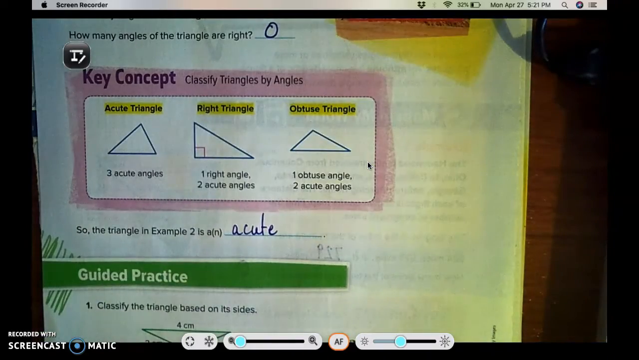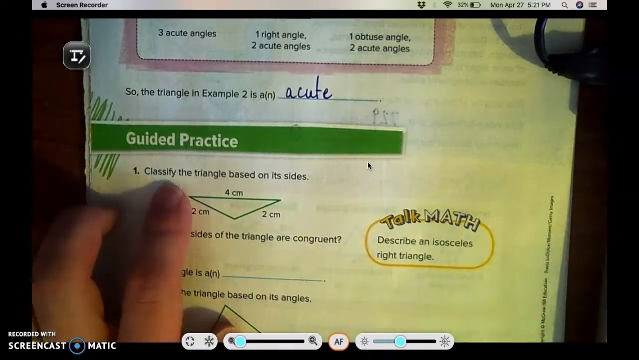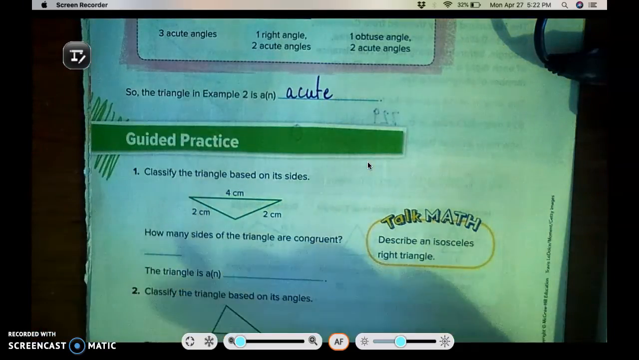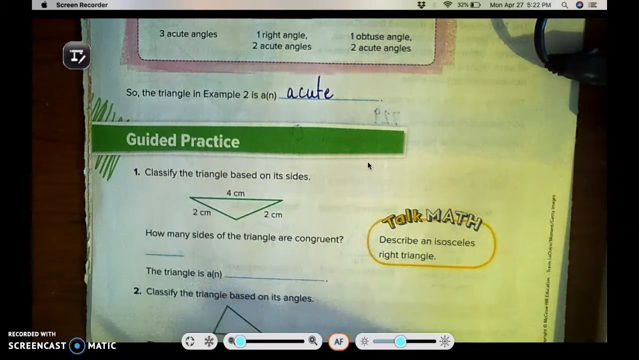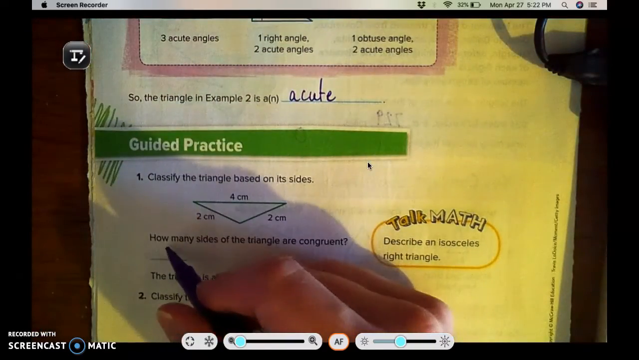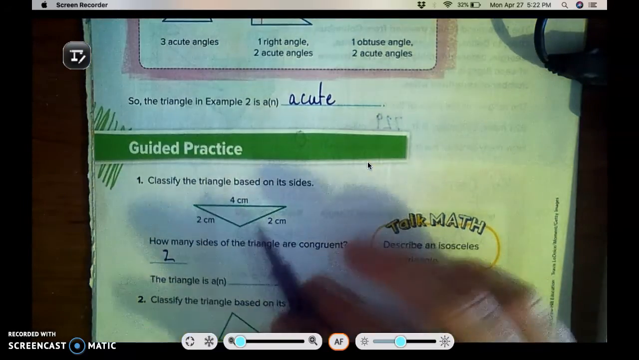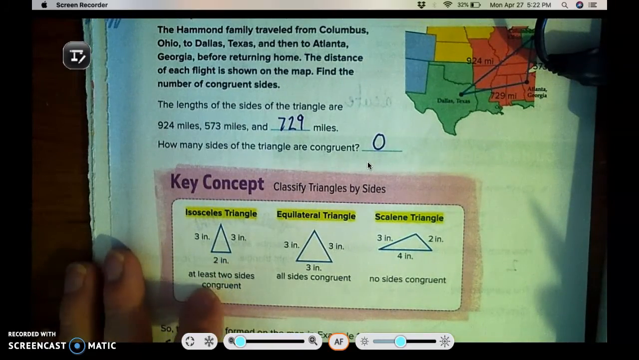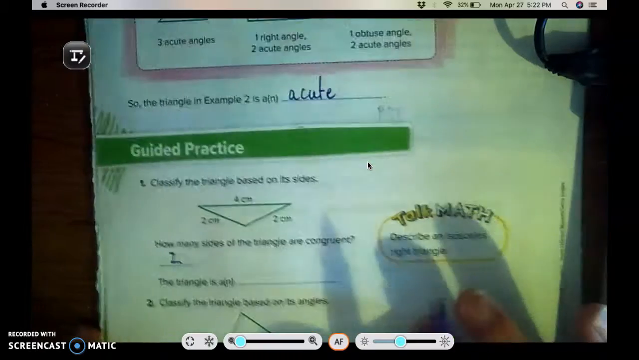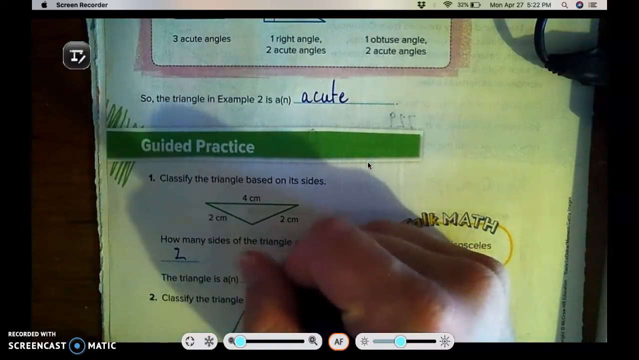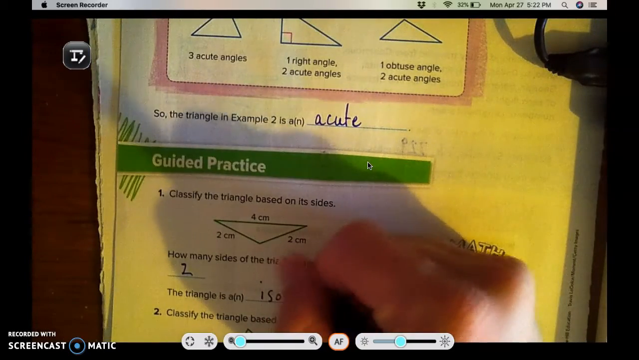So we'll try just a couple more. Classify the triangle based on its sides. So we have two sides that are the same and one side that is not. So we have two congruent sides, or equal. And the triangle, since not all three of them are equal, but at least two of them are congruent, we have an isosceles triangle, because at least two sides are even. So we have an isosceles. I have to look at how to spell it. There is an SC. That's what I thought. Isosceles.